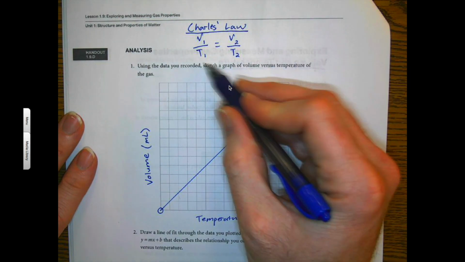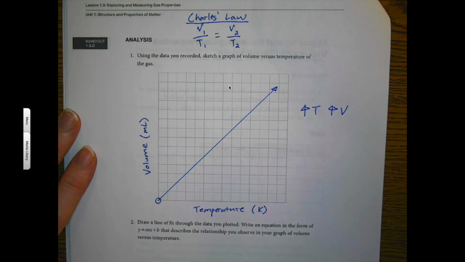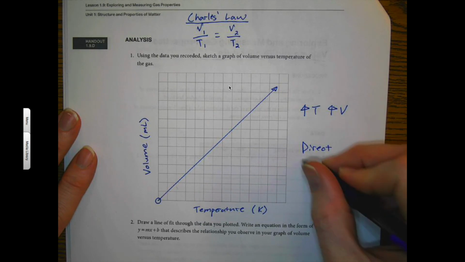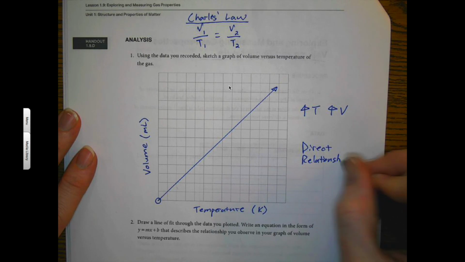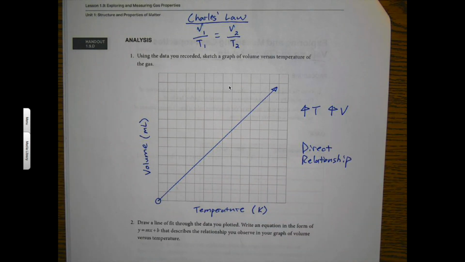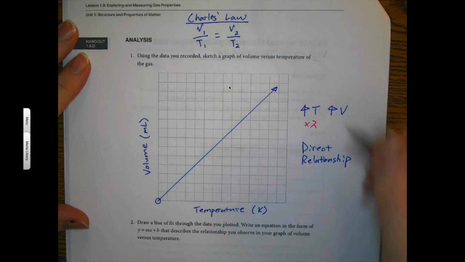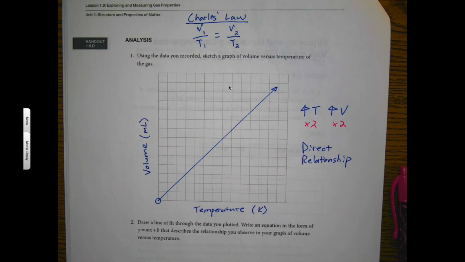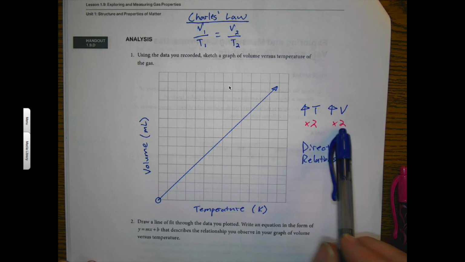Now remember, temperature must always be in Kelvin. And as you can tell, this is a linear relationship, which is just a direct relationship. So if we double our temperature, we will double our volume. Pretty simple. So that's the way direct relationships work. If you double the temperature, you double the volume.